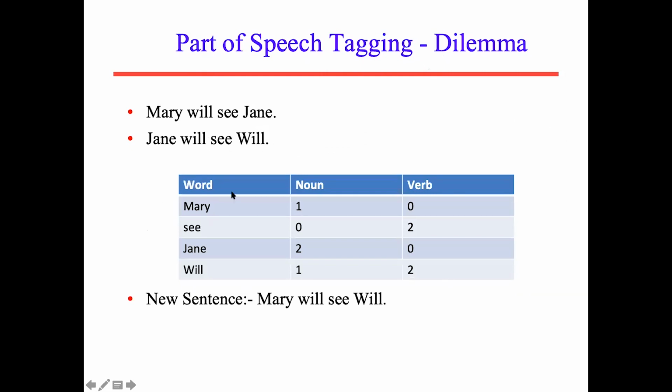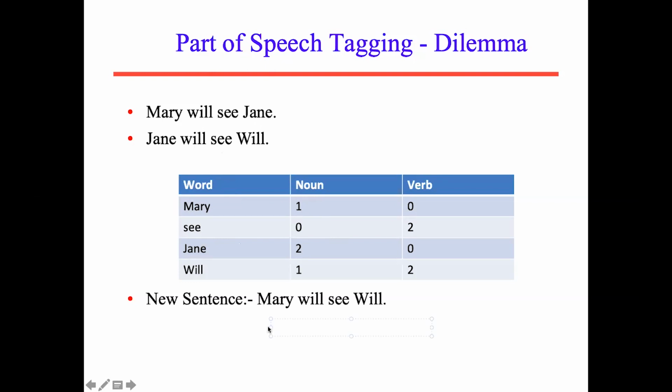So, as I had spoken of before, the dilemma in most frequent class tagging, in part of speech tagging, is that if I have two sentences, Mary will see Jane and Jane will see Will, we see that Mary has been used as a noun most, see has been used both as a verb, Will both as a verb, once as a noun, and Jane twice as a noun and 0 times as a verb. So if I see Mary will see Will, what do you think the new sentence will be tagged like?